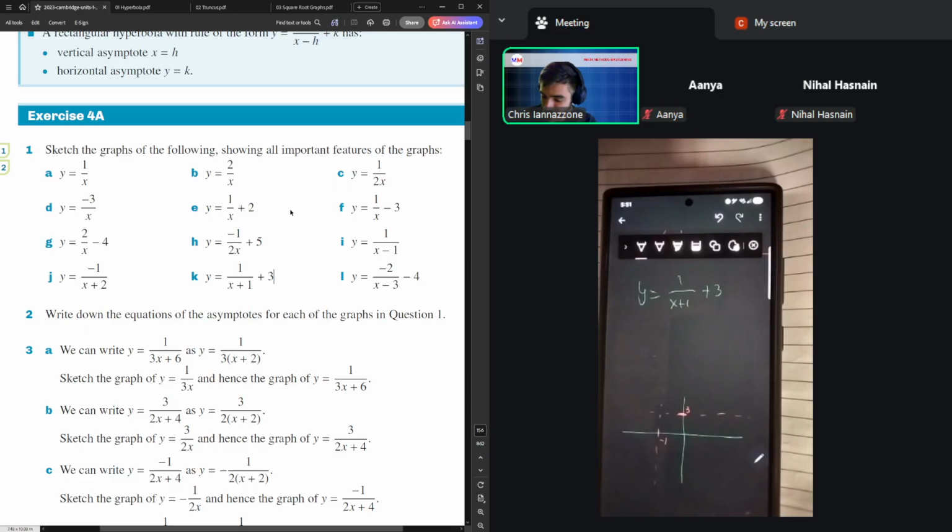Speaking of which, that means getting our x and y intercepts. Broadly speaking, how are we doing that?